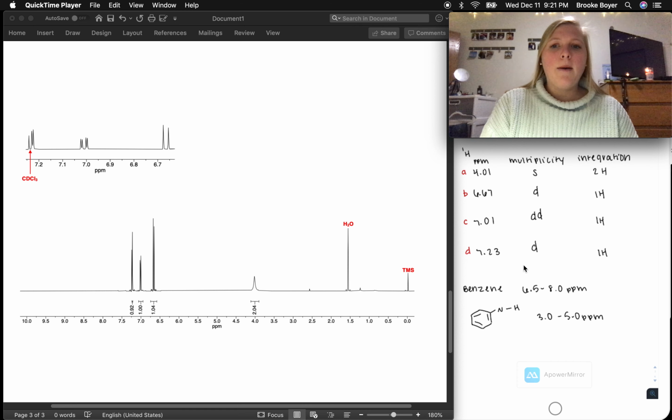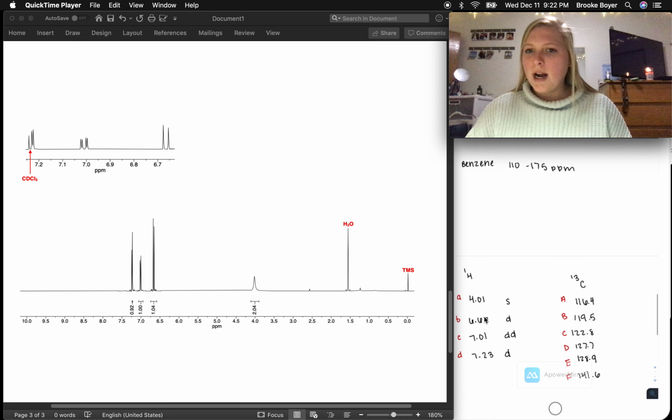So we know that for benzene, the chemical shifts for a hydrogen coming off of a benzene ring would be 6.5 to 8 ppm, and B, C, and D are all within that range, so those are most likely from our benzene ring. And we also know that a hydrogen coming off of a nitrogen is from 3 to about 5 ppm, and we have one of those. So at the moment I'm thinking that it's going to be a benzene ring with a nitrogen and 2 hydrogens, since this is a broad peak and it has an integration of 2.